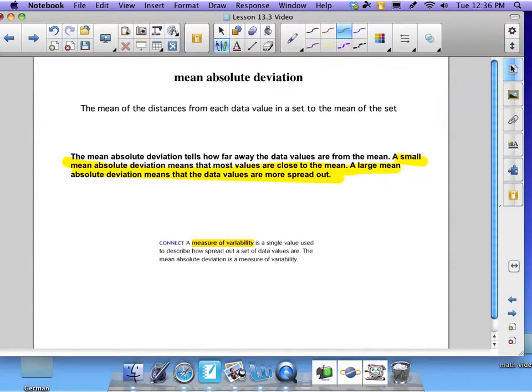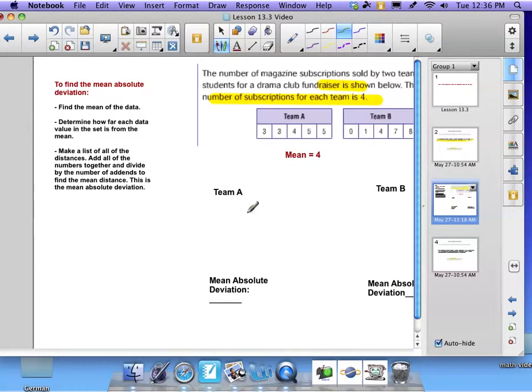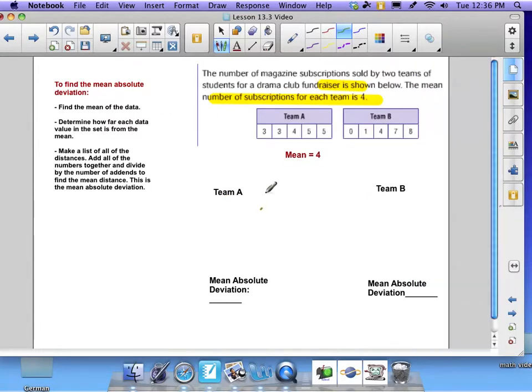Okay, so let's start by looking at team A. The first step in finding the mean absolute deviation is always to find the mean, but that was given to us here. So now we have to determine how far each data value in the set is from the mean. So we're going to look at the 3. The mean of the data was 4, so that piece of data is 1 away. We have another 3, that's 1 away. This person sold 4 subscriptions. The mean was 4. Okay, so there's no variation there.